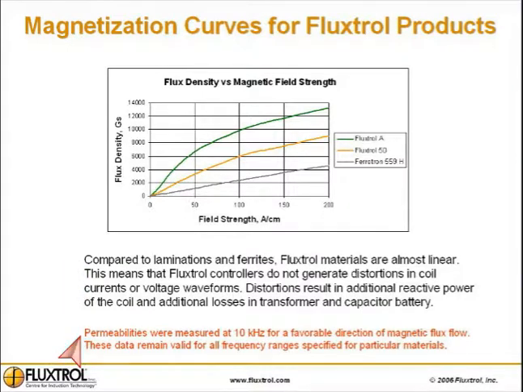Permeabilities were measured at 10 kHz for a favorable direction of magnetic flux flow. These data remain valid for all frequency ranges specified for particular materials.